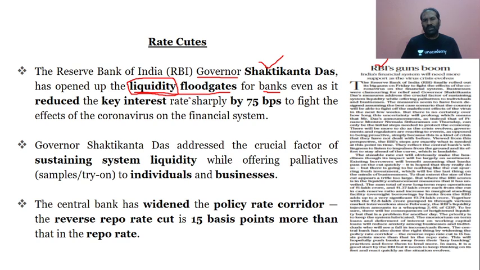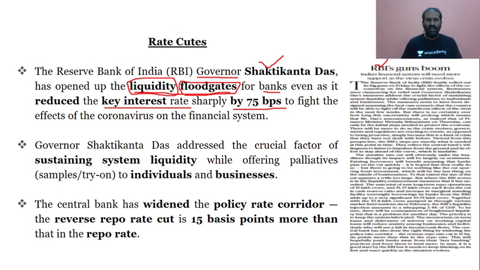Because the idea of opening the floodgates was through reducing the key interest rates. So the RBI governor has reduced the interest rates by 75 basis points. That means the repo rate was reduced by 75 basis points, and the reverse repo rate was reduced by almost 100 basis points. That means 75 basis points is 0.75 percentage of the interest rate. And when we are talking about the reverse repo rate, it has been reduced by 100 basis points. That means 1% of the reverse repo rate.